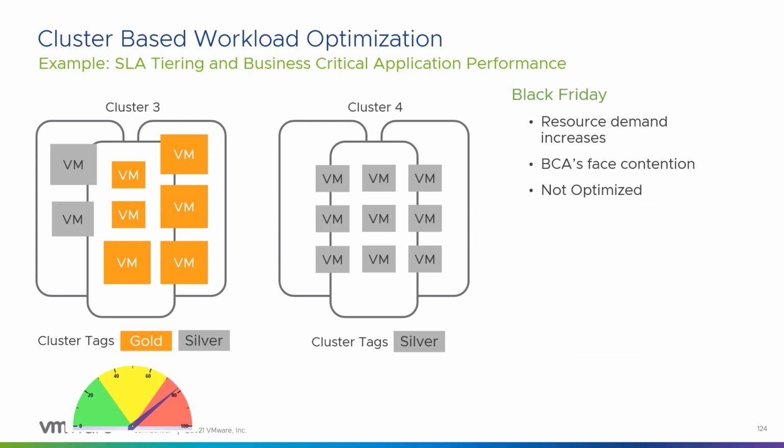Now Black Friday comes along, or maybe a Christmas in July sale, or whatever it might be, and suddenly there's a lot of contention on some of these applications. They're customer-facing applications, they're sales applications, and Cluster 3 is now hitting its limits. It's starting to get really hot on Cluster 3, which is, of course, my gold cluster environment, right? And I want to make sure that my business-critical gold applications have all the resources they need, and right now it doesn't look like they do.